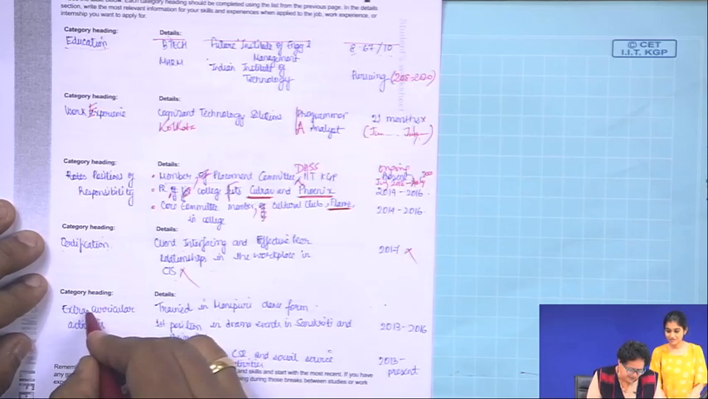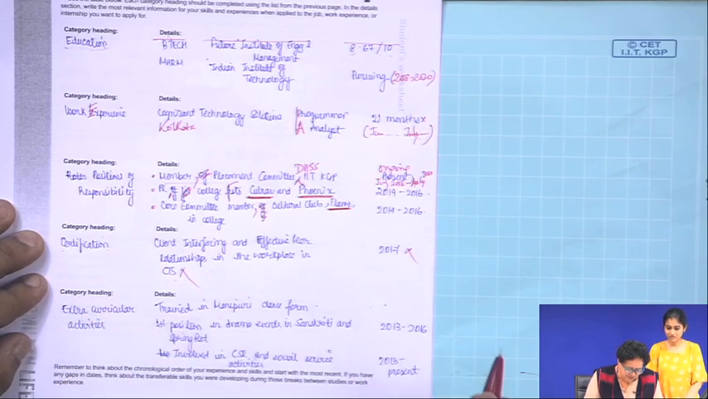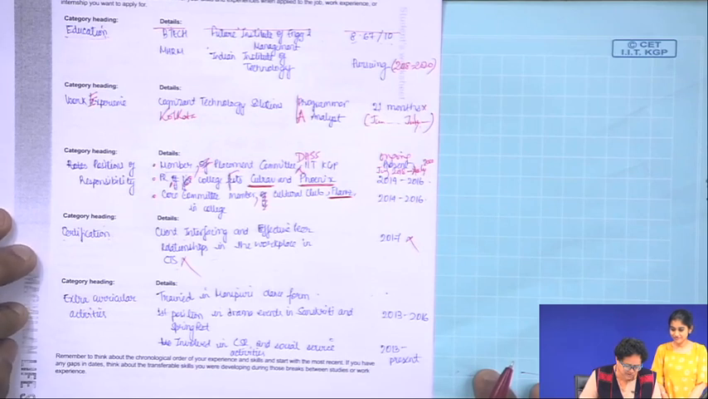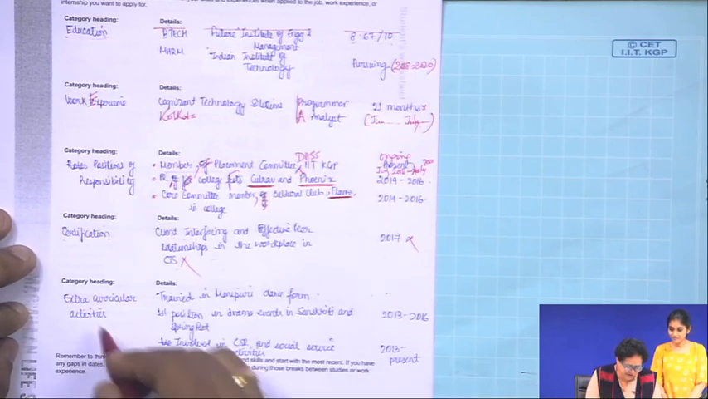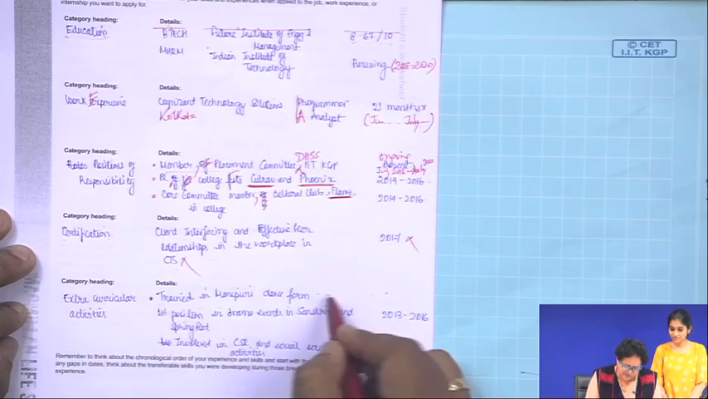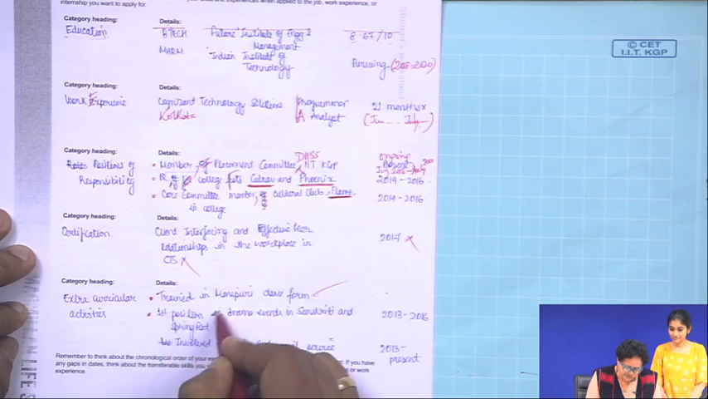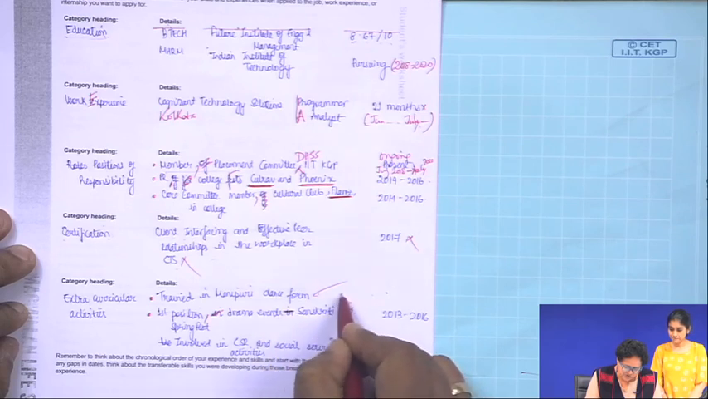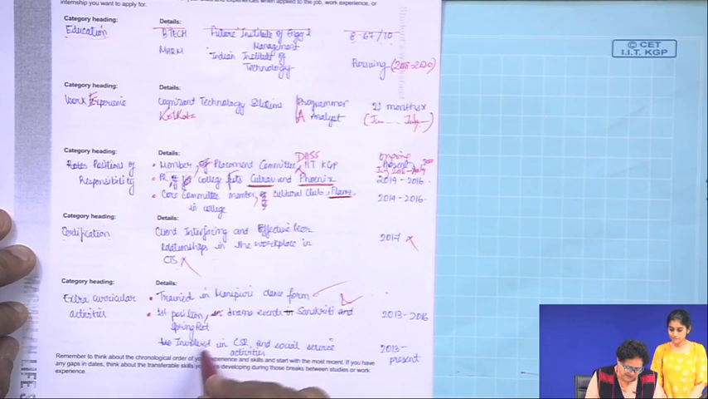Do we put a dash here? No, not really. We are putting a minimum of punctuation marks, hyphens, commas, and so on. So, extra and curricular, these are two words now, extracurricular activities. She writes like this: trained in Manipuri dance form, first position, comma, drama events in Sanskriti, drama events Springfest. Don't dash, you can also put an ampersand, it looks good. Then, involved in CSR and social service activities, 2013 to present.